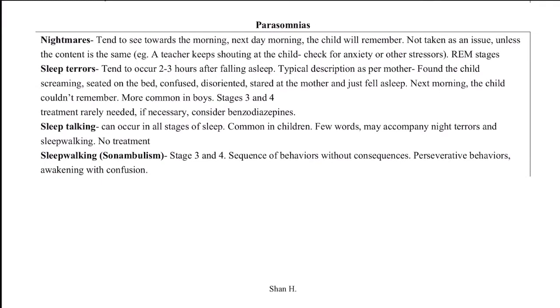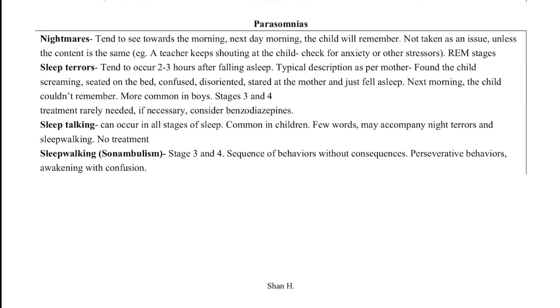Next, we have some parasomnia disorders. The first one is nightmares. And we need to be able to differentiate between nightmares and sleep terrors, especially for USMLE Step 2. One of the key features of nightmares is the child will remember. The child will come running to you saying that he had a nightmare. He saw monsters chasing after him.